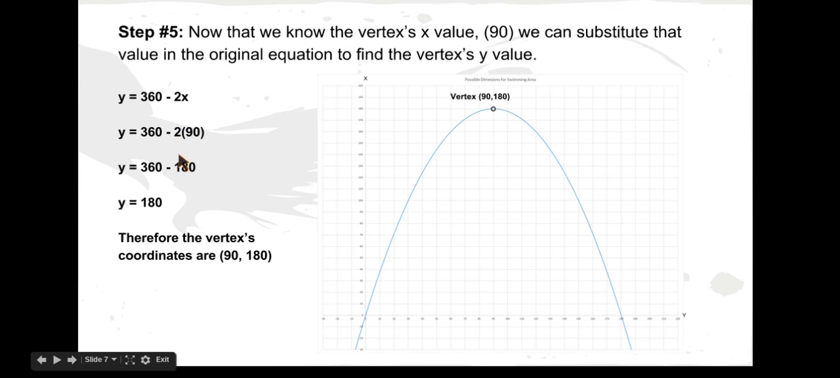90 times 2 gives us 180, and so subtracting 360 minus 180 gives us 180, which gives us the value of y. Therefore, the vertex's coordinates are 90 and 180, which is our maximum value, as can be seen in the graph.